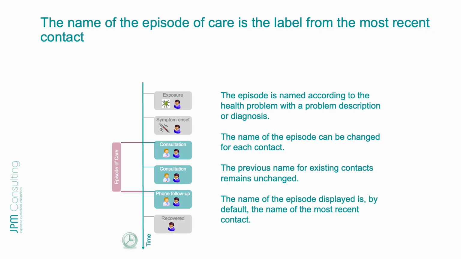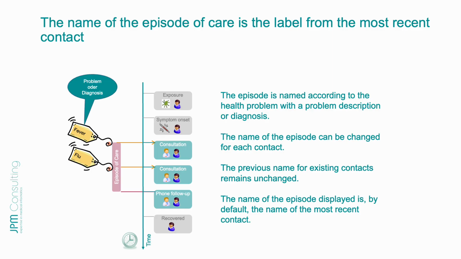An episode of care is named after the underlying health problem. In our example, at first contact the episode is labeled fever. At that point, it is a working problem description. At the second contact, the label is updated to flu once the clinical picture is clearer. So the episode name can be a problem description or a diagnosis. The most recent label becomes the current name of the episode. Earlier contacts keep the label that was used at the time, so the historical record remains unchanged.